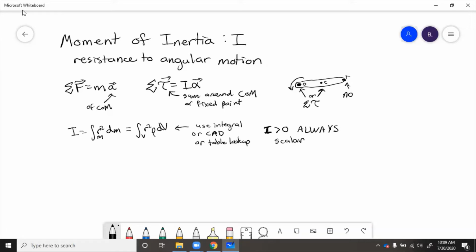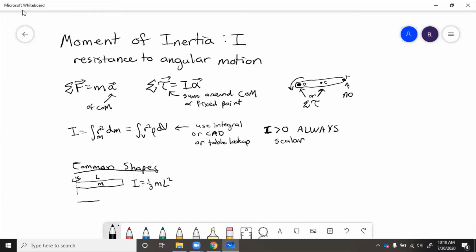So let's look at some common moments of inertia and what their formulas are. So for a rod rotating around an axis at its end, so let's say we have a rod of length L and it's spinning around this axis, mass M, I equals 1/3 mL squared.